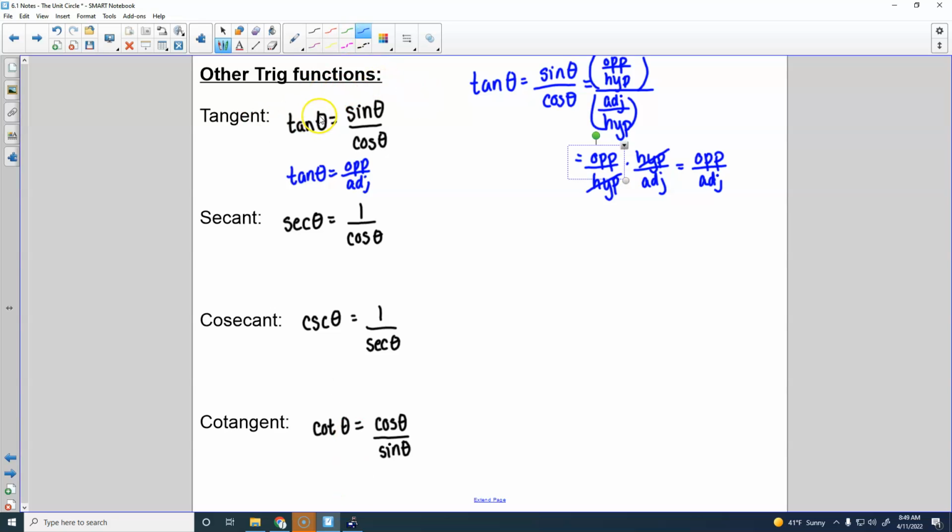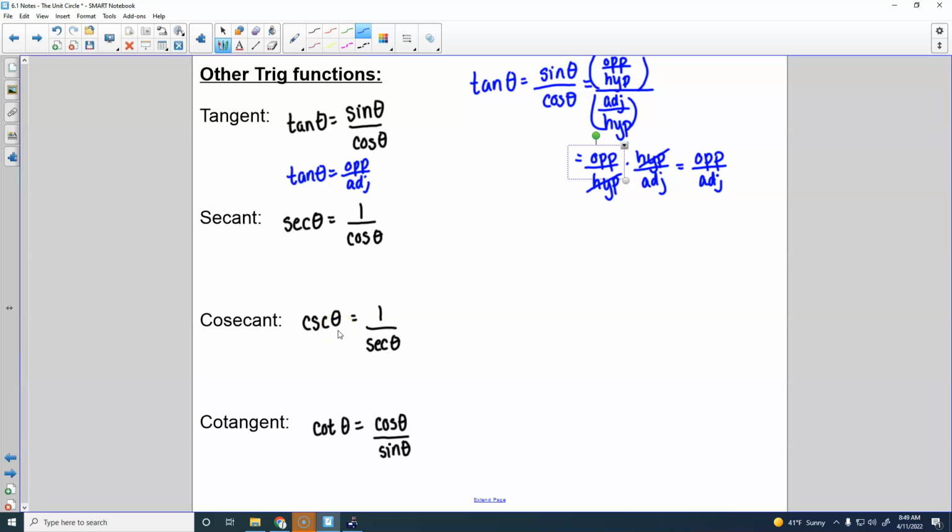When you do have to memorize these, tangent, you're just going to have to memorize it, sine over cosine. Secant and cosine, remember those were those reciprocal identities where they were flipped. One of them is adjacent over hypotenuse, the other is hypotenuse over adjacent. So it's just 1 over that value. You got to have a co with every pair. So secant is going to go with cosine, so that there's a co with that pair.